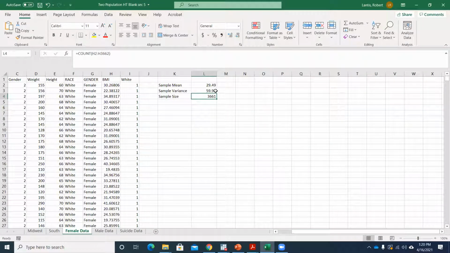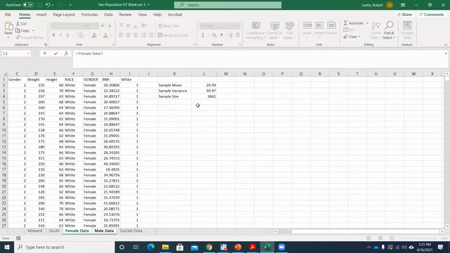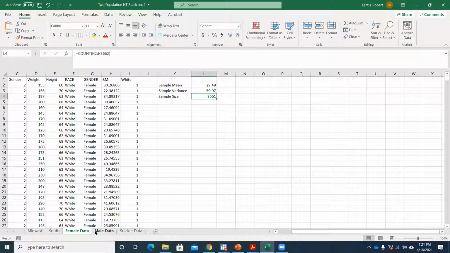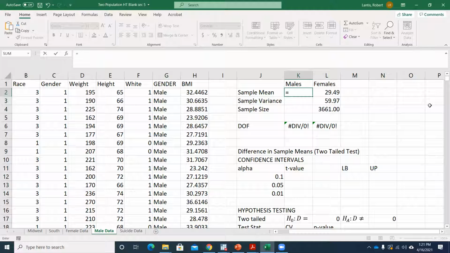Ahead of time, I didn't delete this, but on this female data sheet, I've got a bunch of different BMI measures for different females. I found the sample mean, sample variance, and sample size. So I'm going to go over on this male data where I have male BMI and grab this value over here on the female worksheet. I'll then copy that down. Notice it's just putting in that sample mean, sample variance, and sample size for female. That's my first group. It's my second group that'll be group 2.